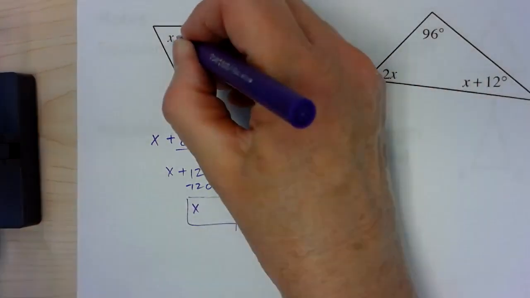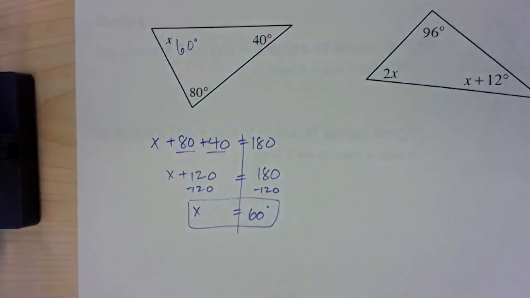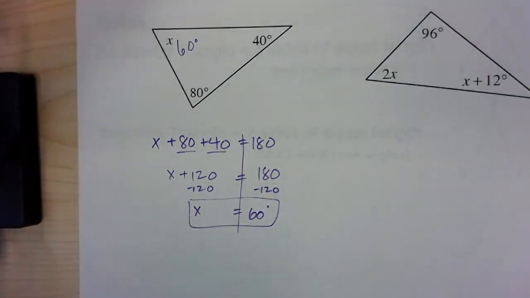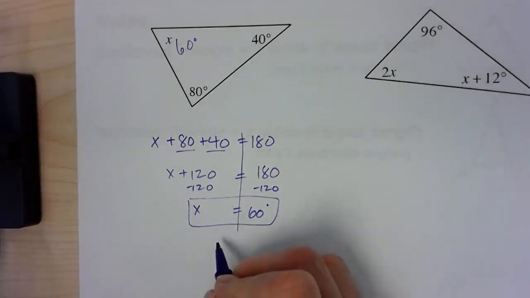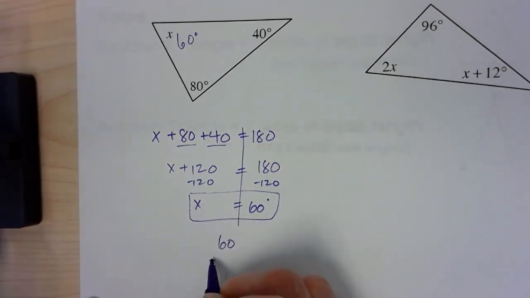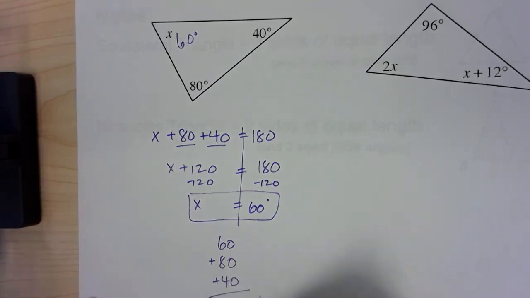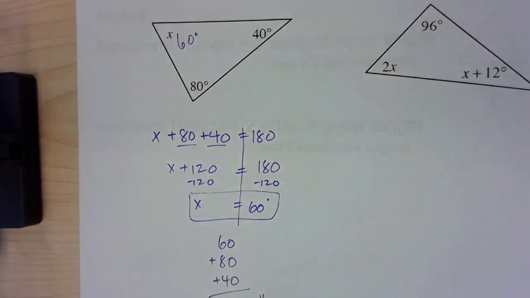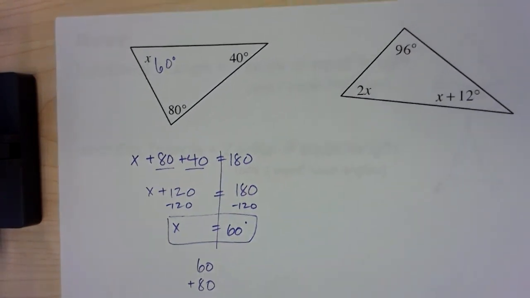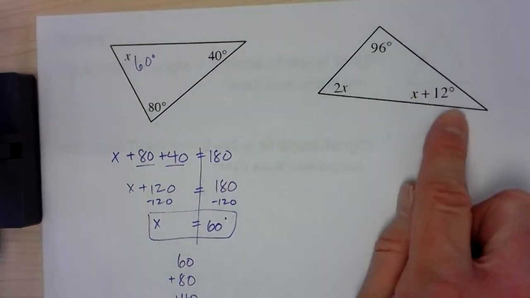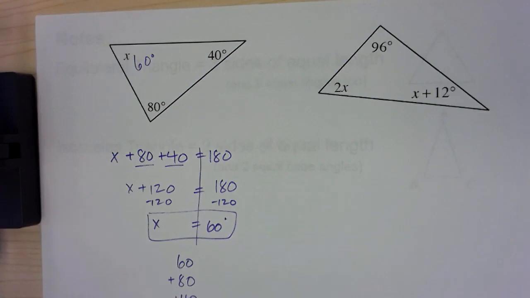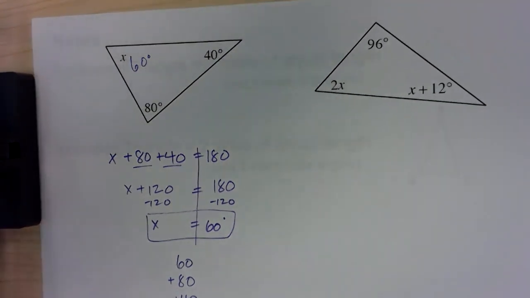That means that this angle up here is 60 degrees. I want to double check my work though, so I'm going to add up all three angles and make sure I get 180 degrees. 60 plus 80 plus 40 is in fact 180. We did it properly. The next problem has some more information. It doesn't matter though, the same principle applies.